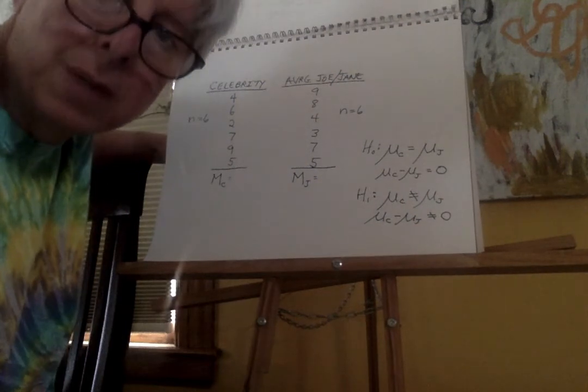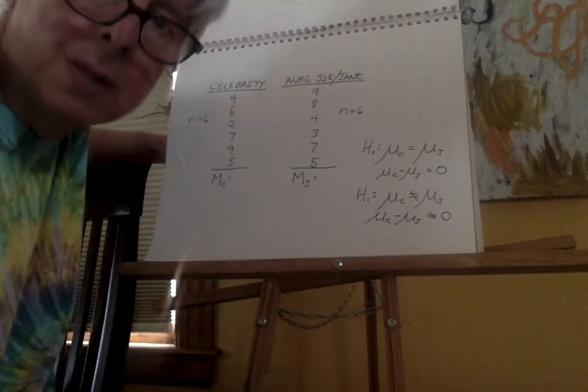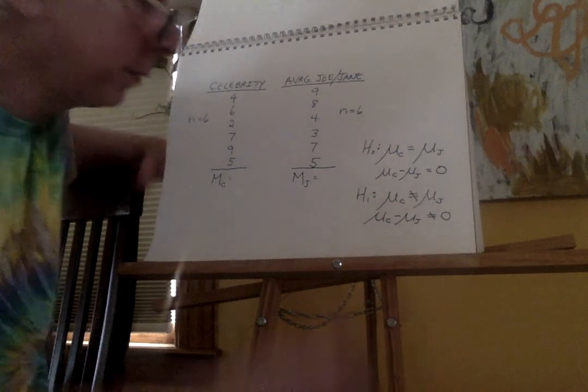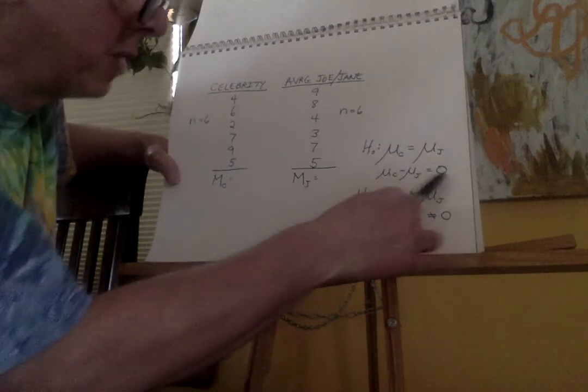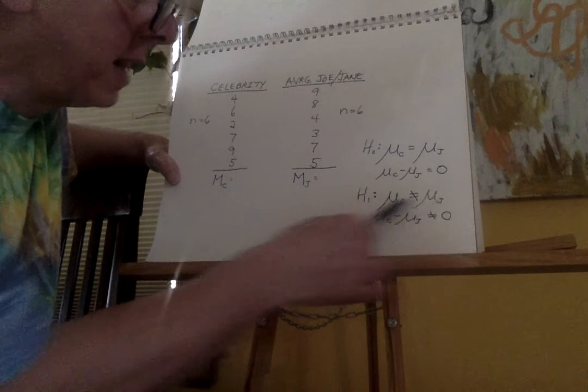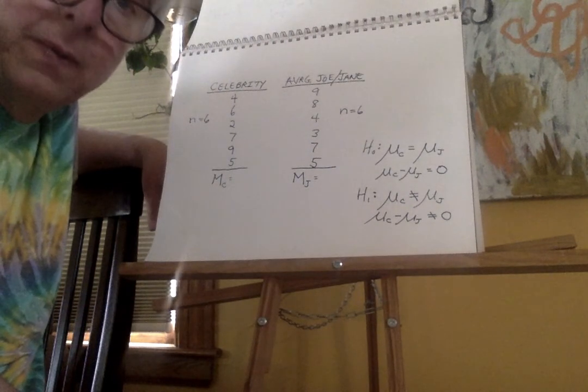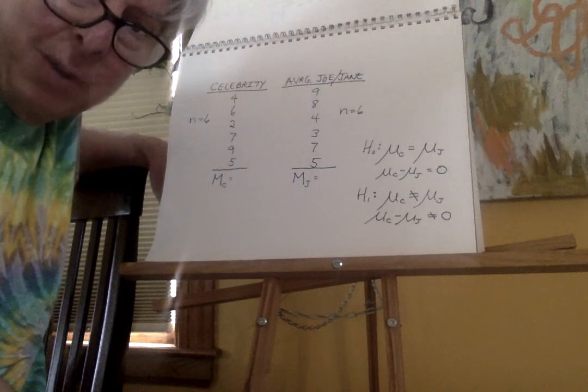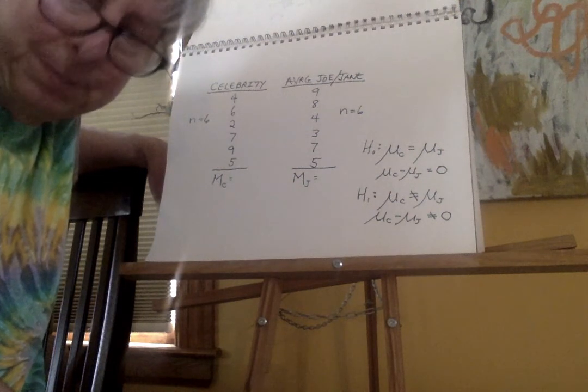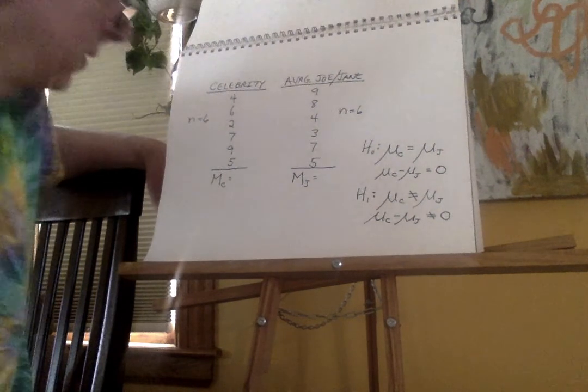Remember, this is not arithmetic. It's statistics and probability, okay? If they're equal, when I subtract, I get 0. If they're not equal, then I should get something other than 0. Everybody good with that terminology? Okay. So let's look at the means.